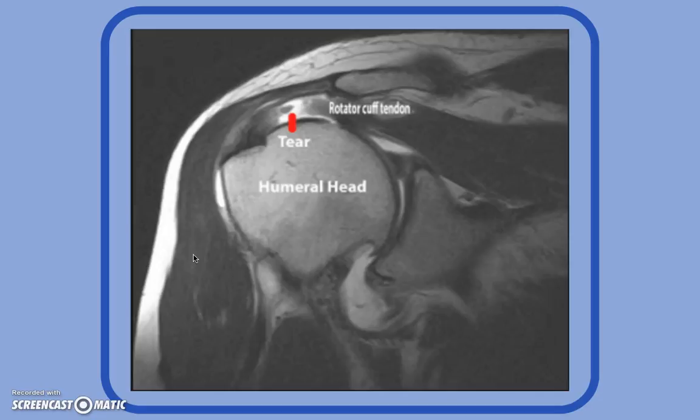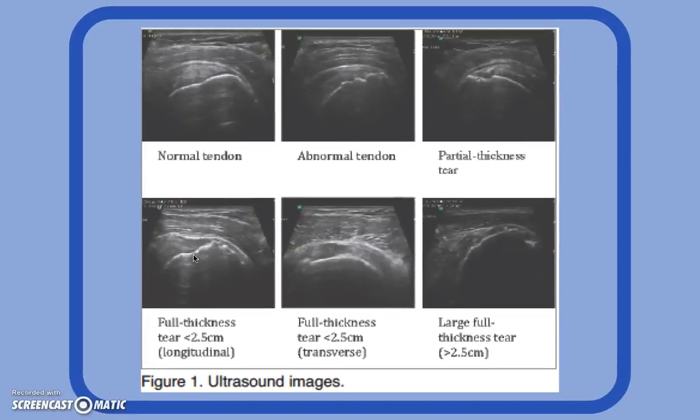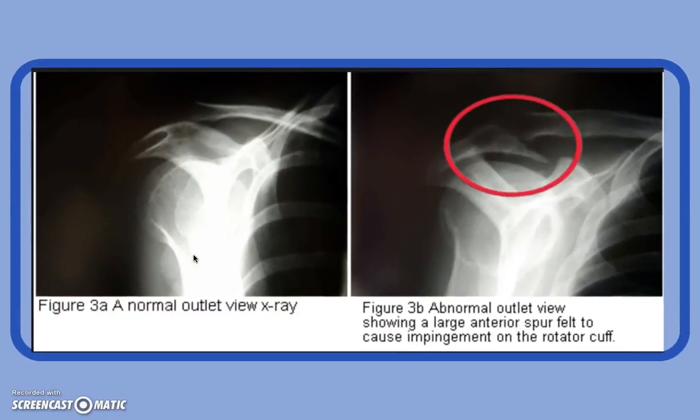An ultrasound can be used when MRI is not available or the patient has contraindications for an MRI. This test uses sound waves to produce images of structures in the shoulder, particularly soft tissue structures. An X-ray can be used to visualize bone spurs or osteophytes or other potential causes of pain, but it will not be able to show a rotator cuff tear.